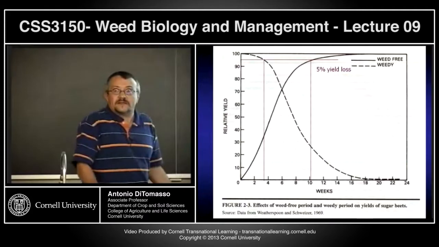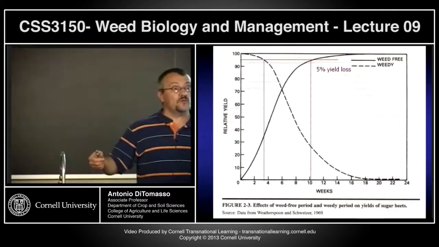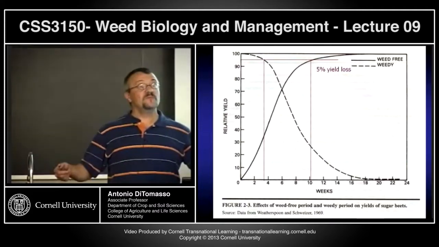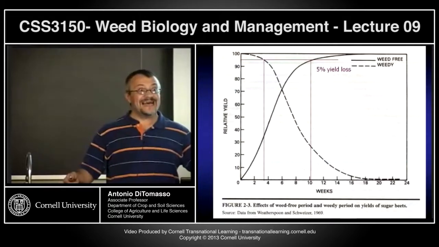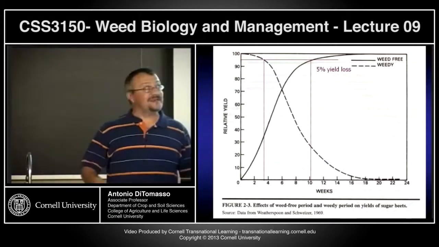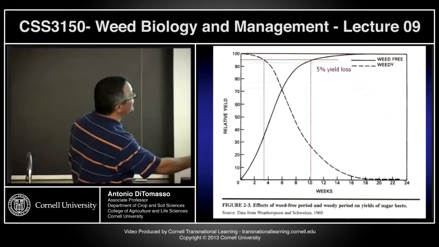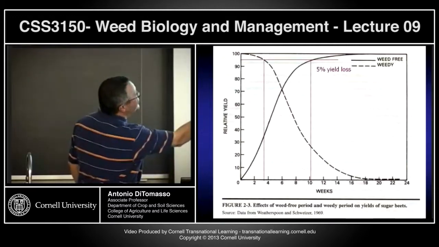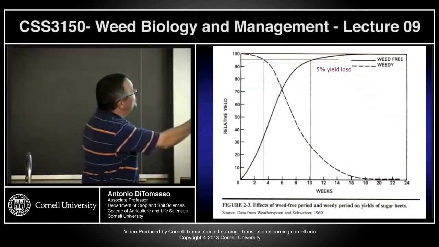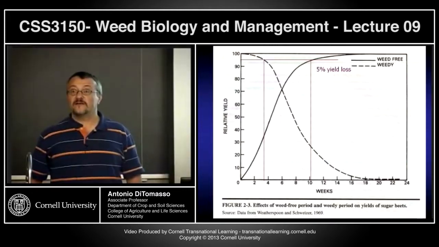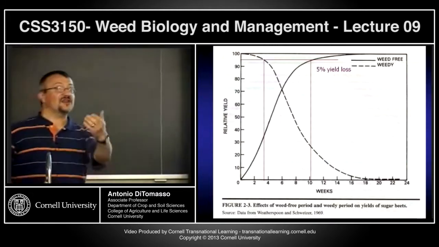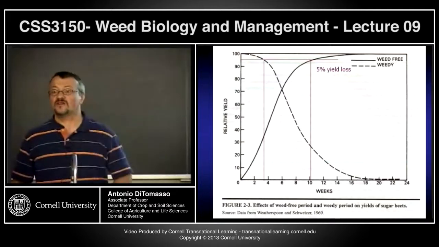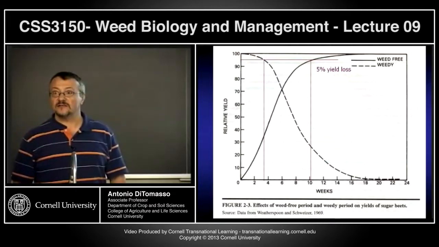So what is the minimum weed-free requirement to get no more than a 5% yield loss? That's what this is, 10 weeks, okay, right there. See how this curve goes? You're at 10. You have to allow your crop to be weed-free for 10 weeks, such that if any weeds come in afterwards, you're not going to suffer more than a 5% yield loss, okay?